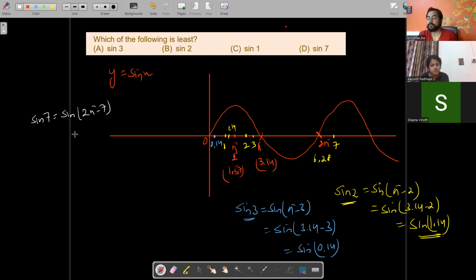Then how will you do this? In that case, just apply an extra negative sign over here. So you can see now, sine 2 pi minus 7, and minus outside. And one minus will come from here, minus minus plus. So it is equivalent to sine 7 only, right?